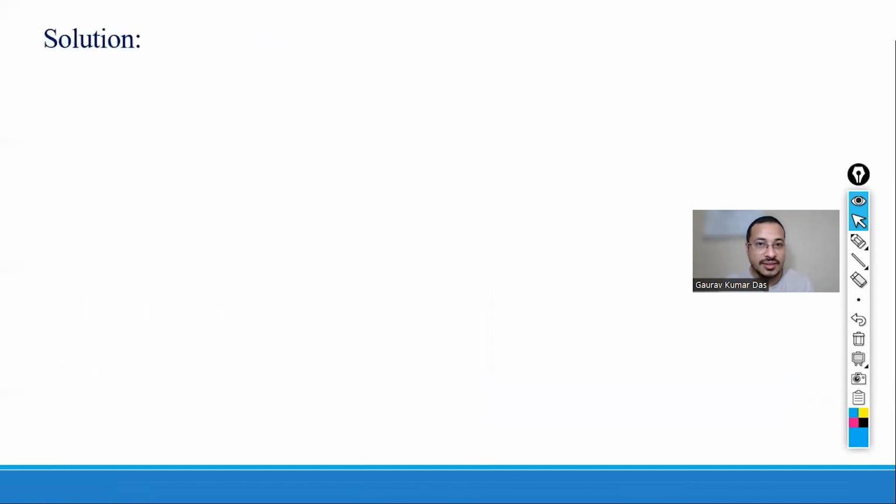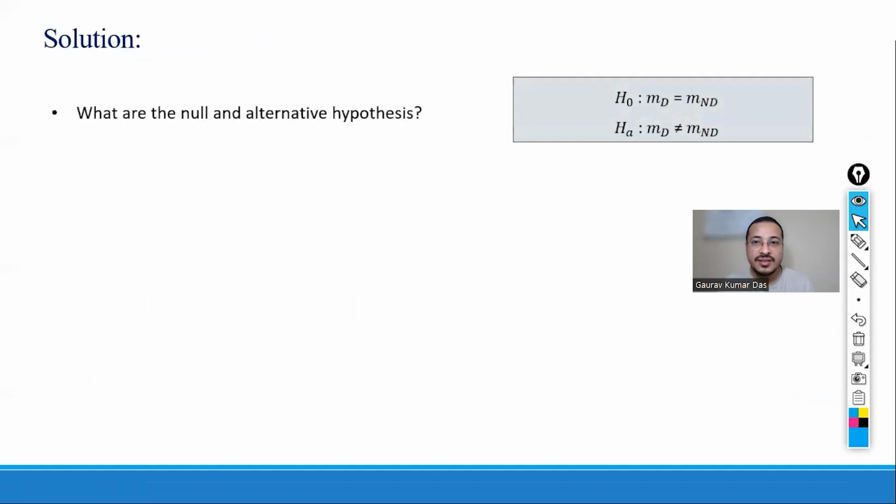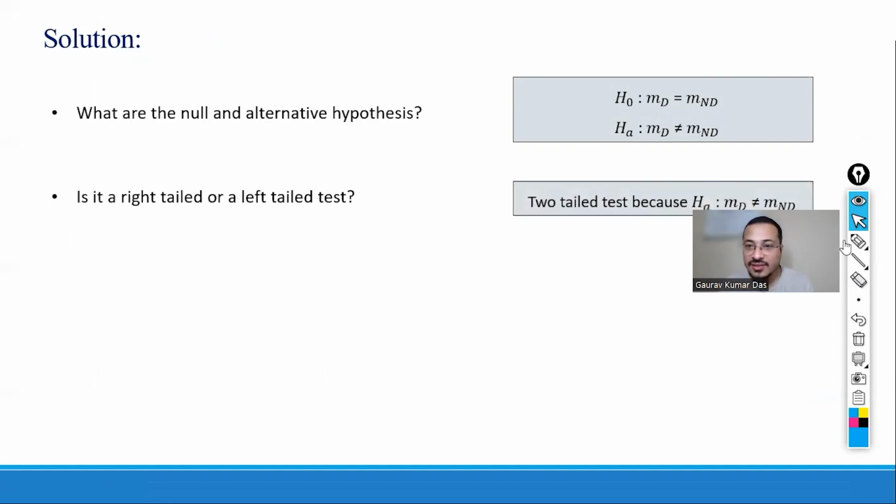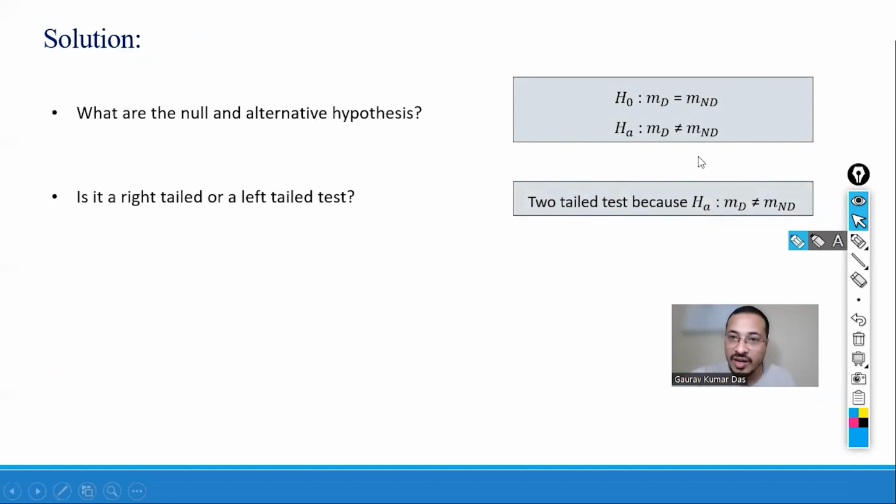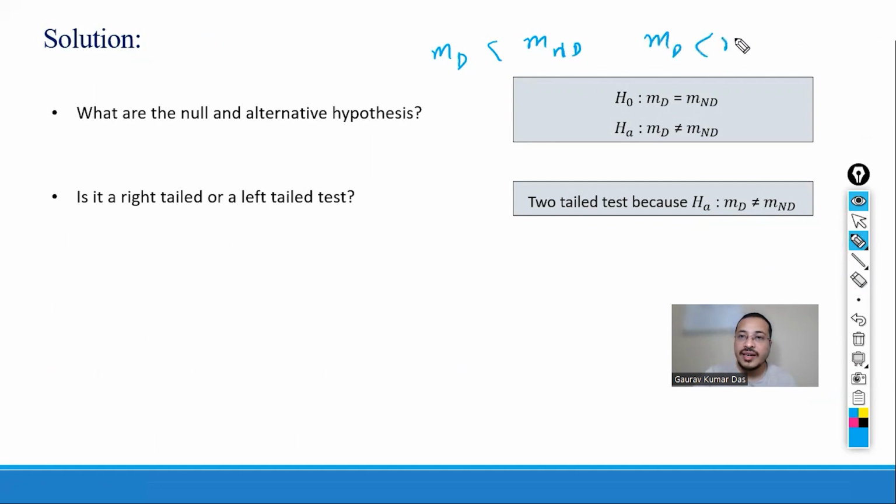Okay, all right, say this is my null hypothesis. Is it a right tail test or a left tail test? What will you say? It's a two tail test. Why? Because we are using not equal to. Whenever we say not equal to, it means that m of d can be greater than m of nd or it can be less than. So it's either this tail or that tail. So it's both tails, a two tail test.